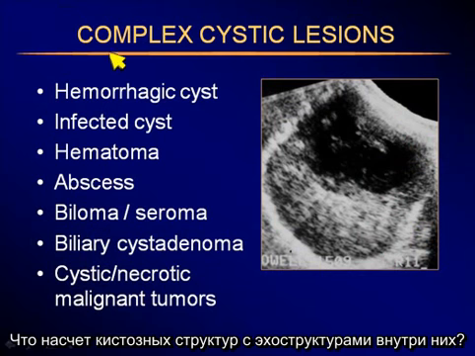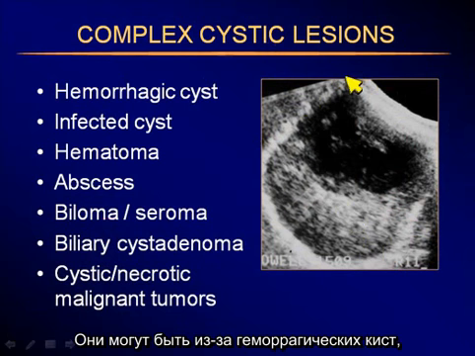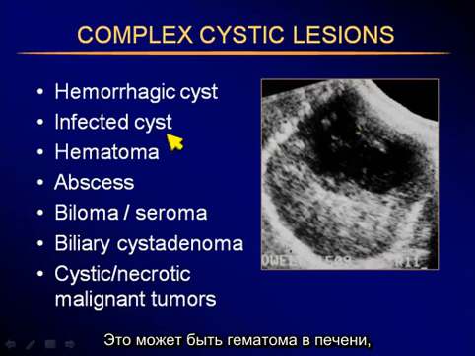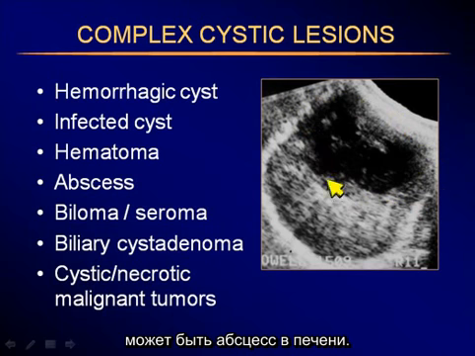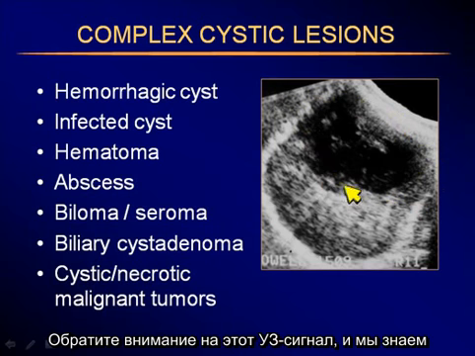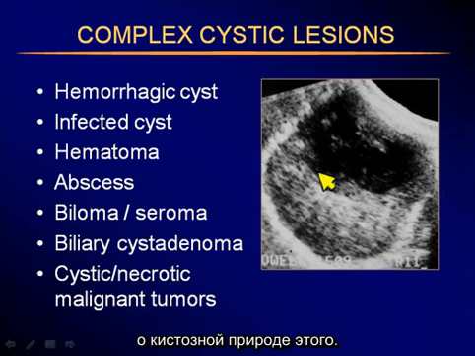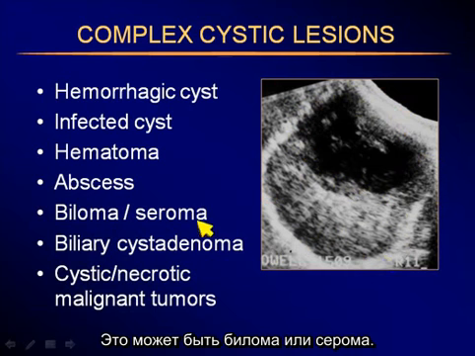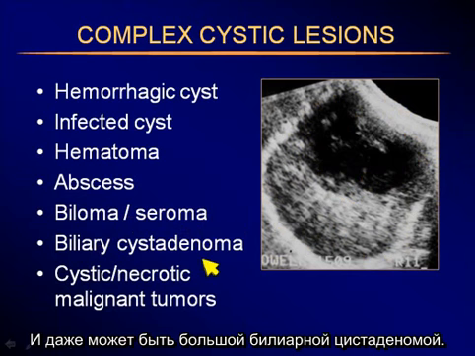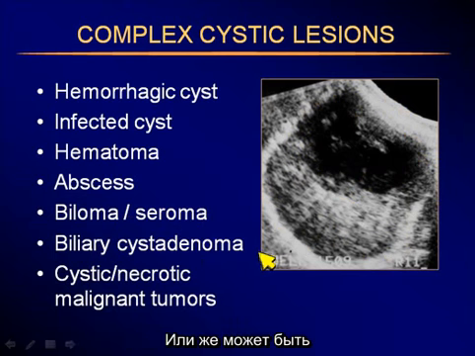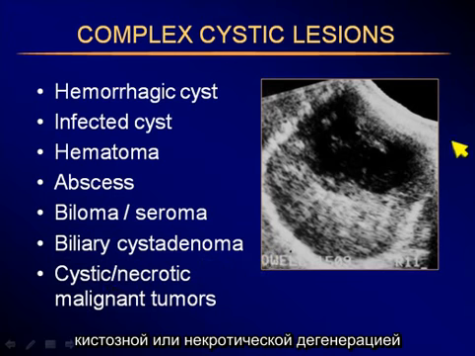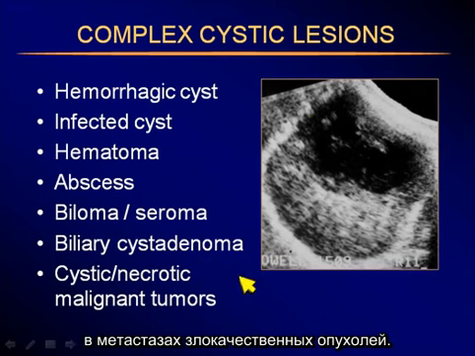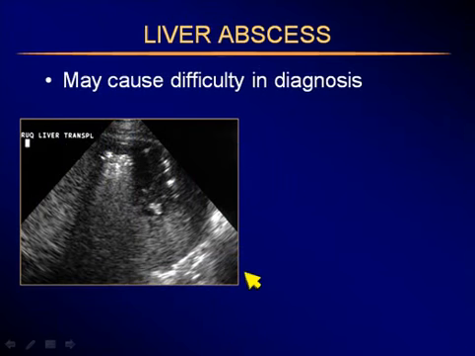Complex cystic masses. What about cystic masses with echoes inside of them? Well, that could be from a hemorrhage within a cyst. It could be from infection in a cyst. It could be a hematoma in the liver. It could be an abscess in the liver. Notice that there's through transmission, so we know that this is of a cystic nature. In this case, this was an abscess. It could be a biloma or seroma. Could even be a large biliary cystadenoma. Or could be cystic or necrotic degeneration within a metastasis or a malignant tumor.